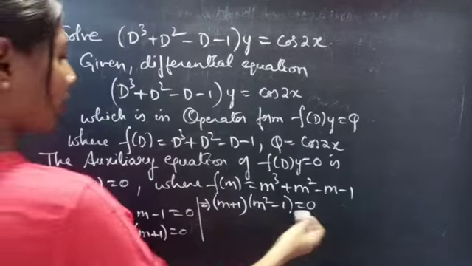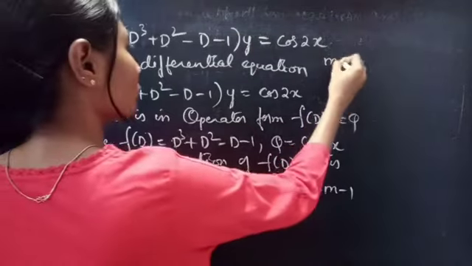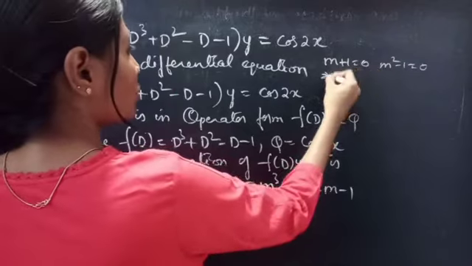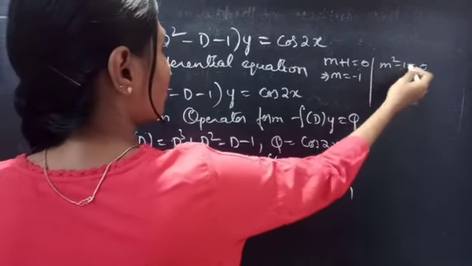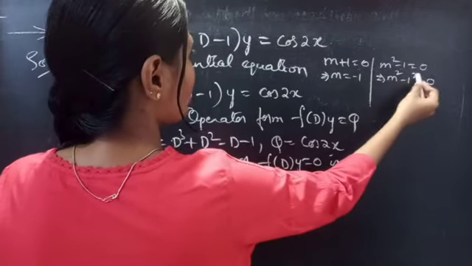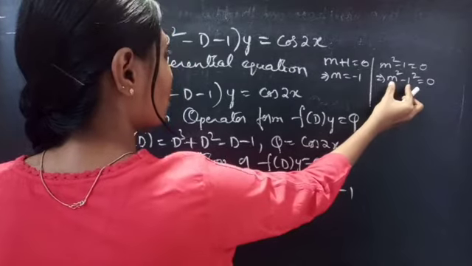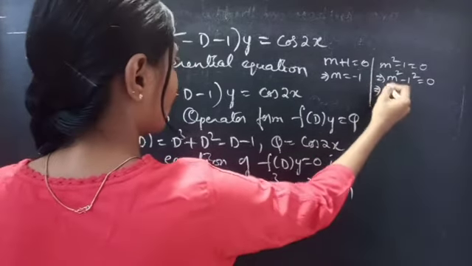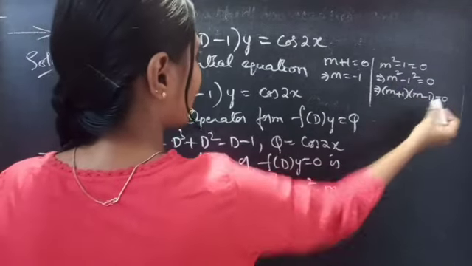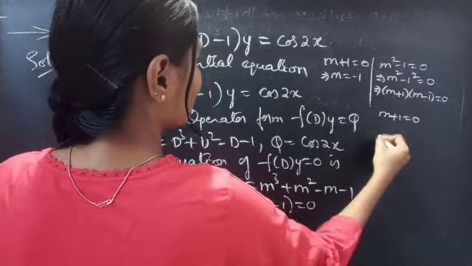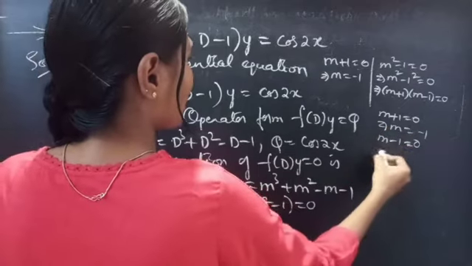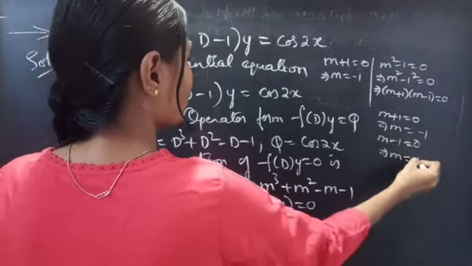Now equate each factor to 0. From m + 1 = 0, we'll get m = -1. From m^2 - 1 = 0, we can write the 1 as 1^2, then you'll get m^2 - 1^2 = 0. Here m^2 - 1^2 is of the a^2 - b^2 form, so we can write it as (m + 1)(m - 1) = 0. Again, equate each factor to 0. From m + 1 = 0, we'll get m = -1, and from m - 1 = 0, you'll get m = +1.